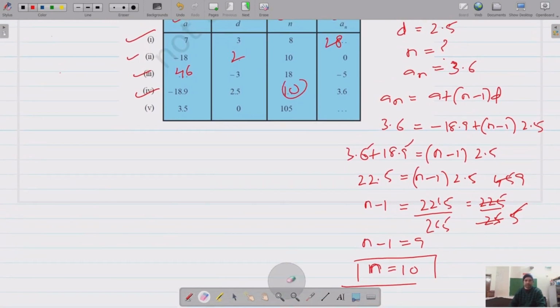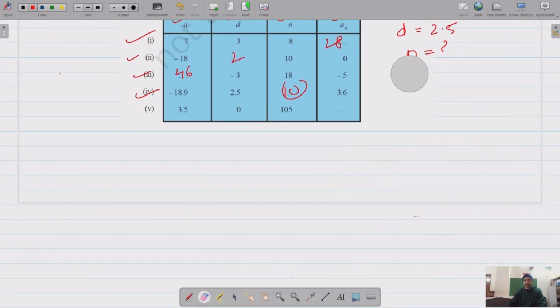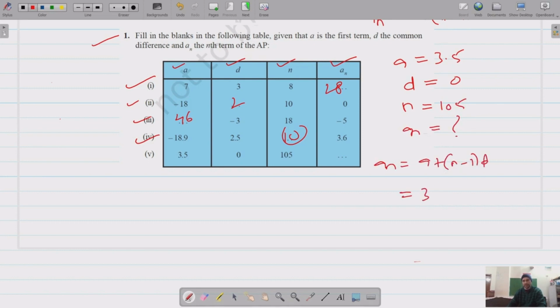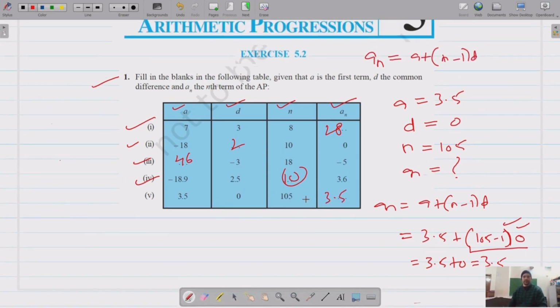And for the fifth one, let's solve the fifth one. A is 3.5, d is 0, n is 5, and we have to find the nth term. So the nth term is a plus n minus 1 into d. A is 3.5, and d is 0. So whatever the result is here, it's 0, because in the end it's multiplied by 0, so it's 3.5. So our answer is 3.5. So that solves our question number 1.